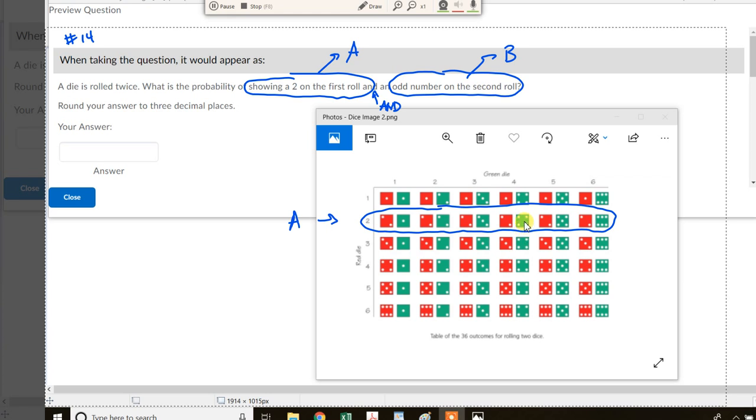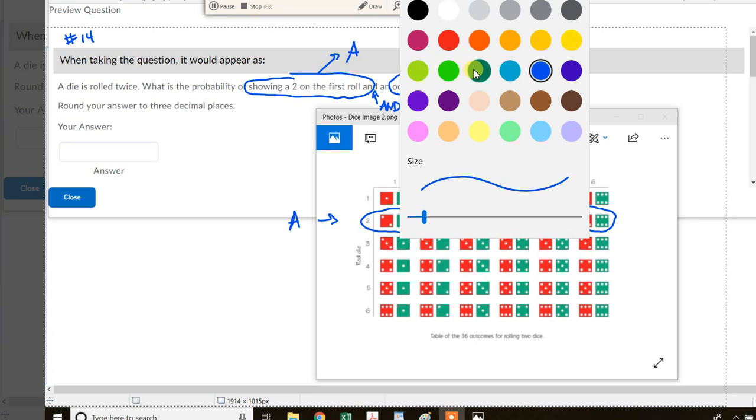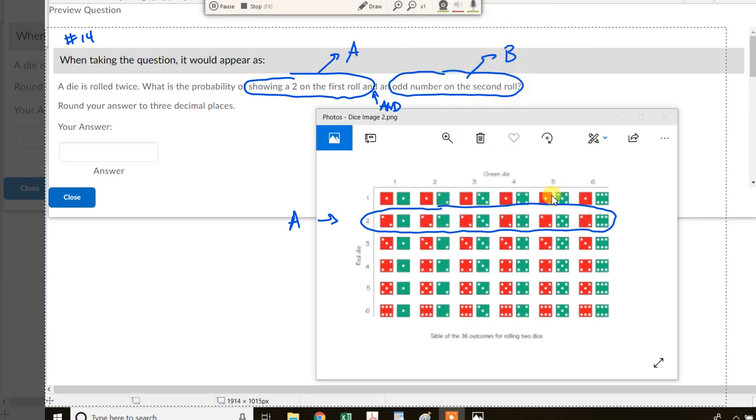Now, what about an odd number on the second roll? So let's kind of switch colors here. Odd number on second roll would be, well, let's see, second roll is the green roll. That's going to be an odd number on the second roll. That means you're going to have this column is an odd number on the second roll because they're all 1s. This column is an odd number on the second roll because they're all 3s. This column's all 5s.